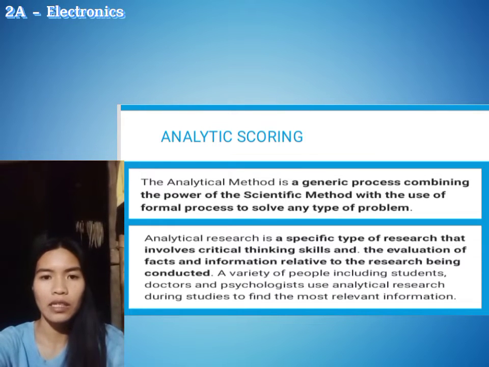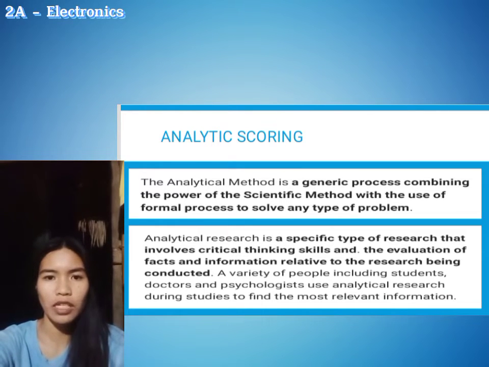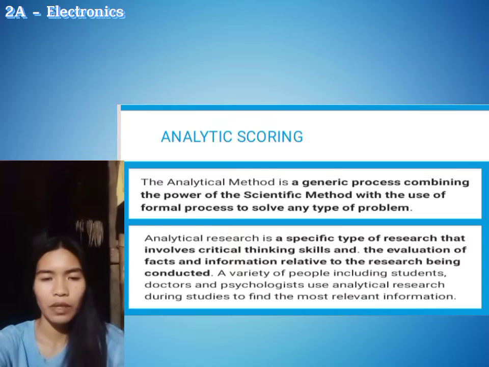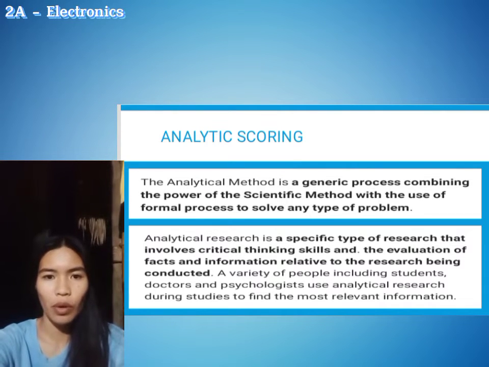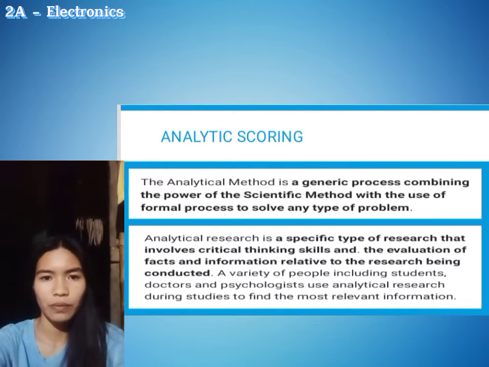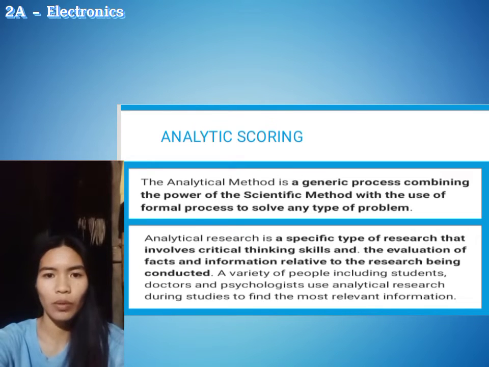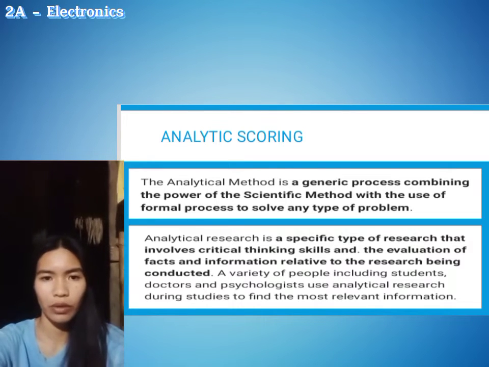So, analytic scoring is used to score each aspect of a performance task: essay writing, oral presentation, class debate, research, and so on, assigning scores for each criterion. A rubric is also a tool in this scoring method.